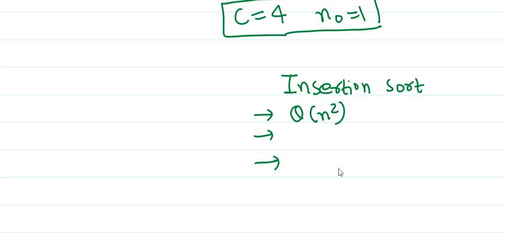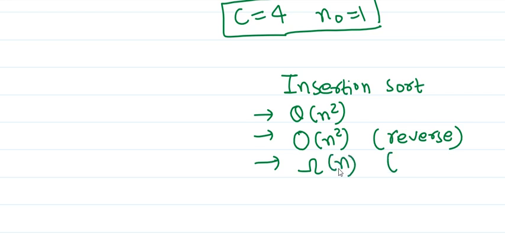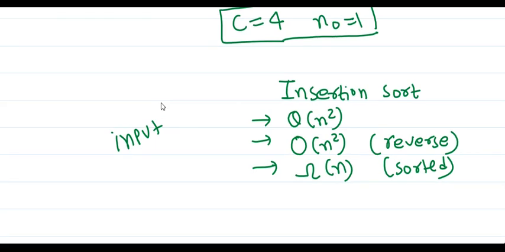If we talk about big O notation, in the worst case, if my input is reverse sorted, then it will take order of n square comparisons. And in the best case, if my input is already sorted, then it will take n comparisons, right? So now we are doing analysis of insertion sort, and with respect to insertion sort, if you consider any input, then for that particular input we can say that at least n comparisons are required, and at most n square comparisons are required.